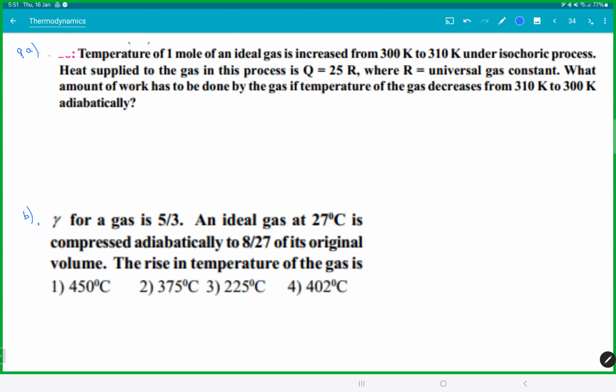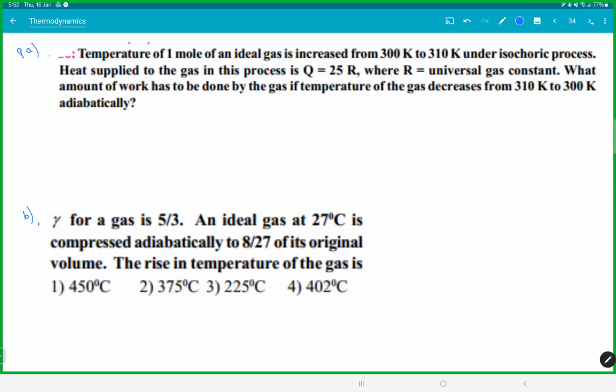Temperature of 1 mole of an ideal gas is increased from 300 to 310 under isochoric process, and heat supplied to the gas in this process was 25 R. What amount of work has to be done by the gas if the temperature of the gas decreases from 310 to 300 adiabatically? So there are two parts of the question. One is isochoric, one is adiabatic. If you observe, he didn't tell you what kind of gas this is, monatomic, diatomic, nothing is mentioned. That is the reason he gave you that initial process, to figure out the CV.